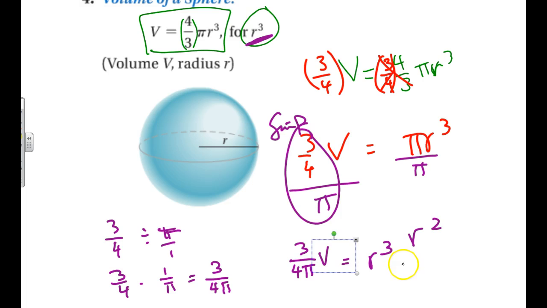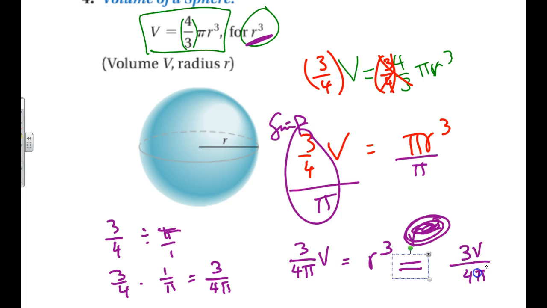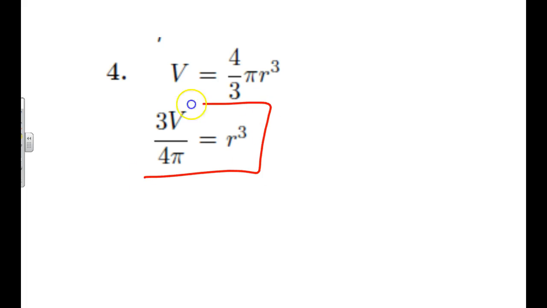You could also write this as, I don't know why I wrote this r squared. I can't remember. I'm getting rid of it. You could also write this as 3v over 4 pi, because I could multiply this just straight across. So 3 times the v gives me that 3v. So I hope you recognize the different forms. That's what the author did as well.